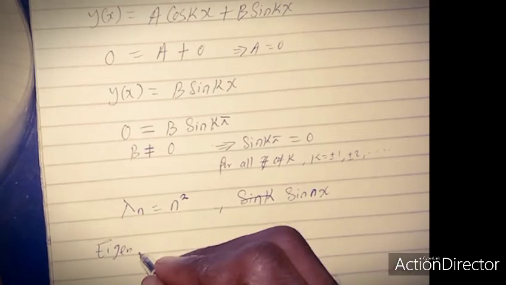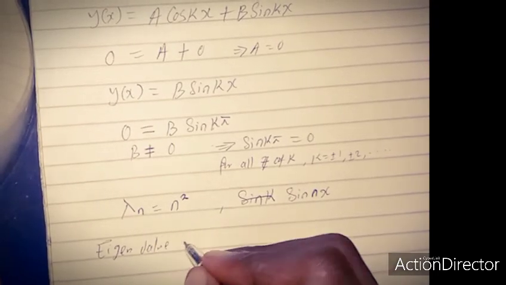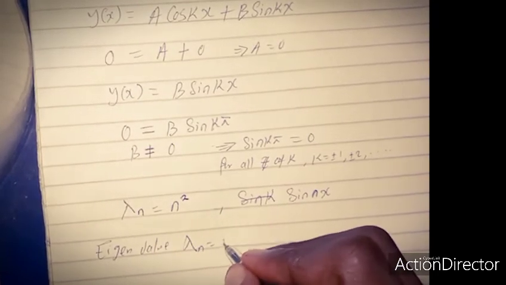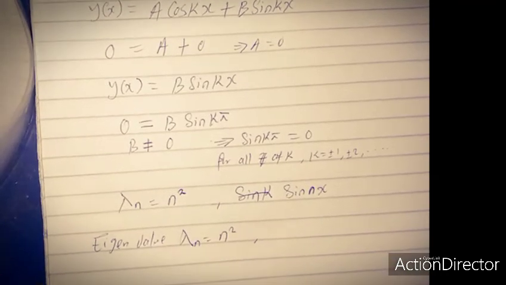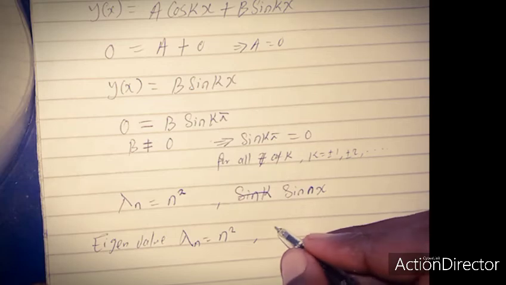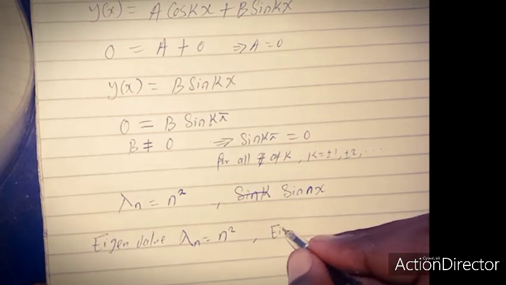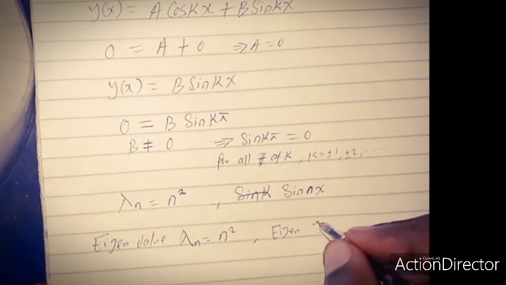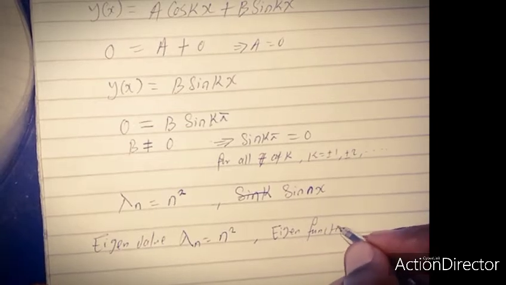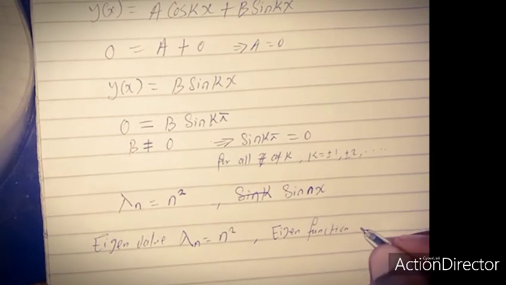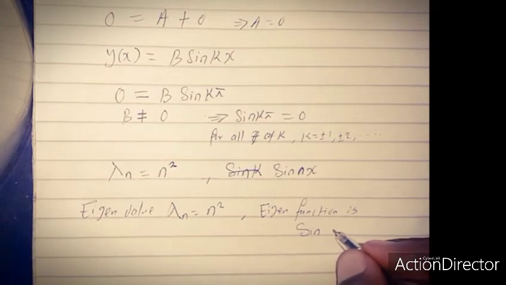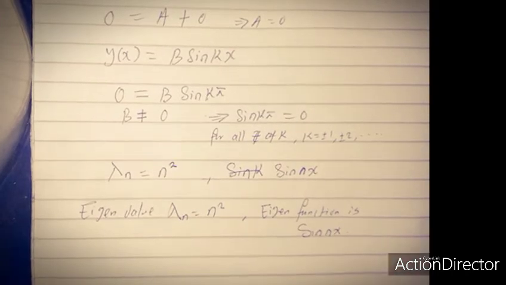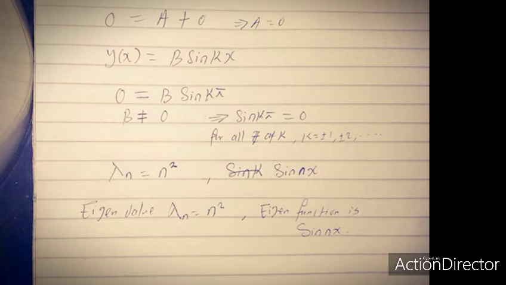So let me write them out. Eigenvalue lambda n equals n squared, and my eigenfunction is sine nx. So that is how to solve a Sturm-Liouville problem.